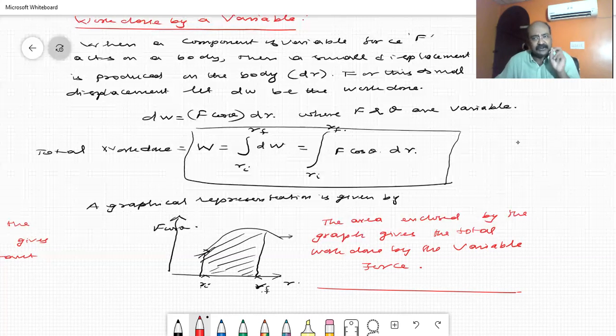So, hope you have understood the work done by a constant force and the work done by a variable force. With this, the topic regarding work done is over. Based on this, we have some 5 or 6 example problems, and let us go through those example problems one by one.